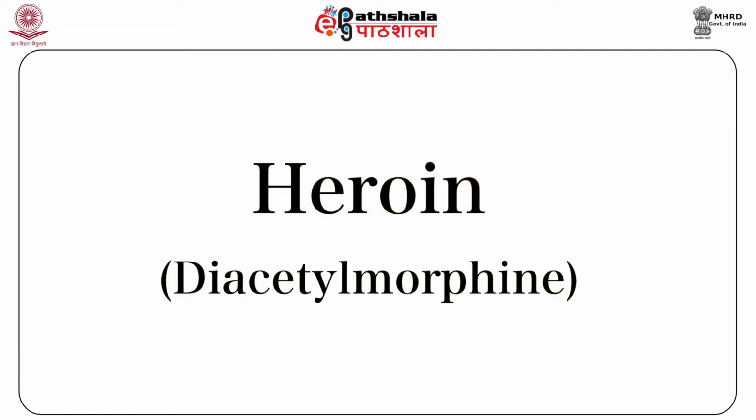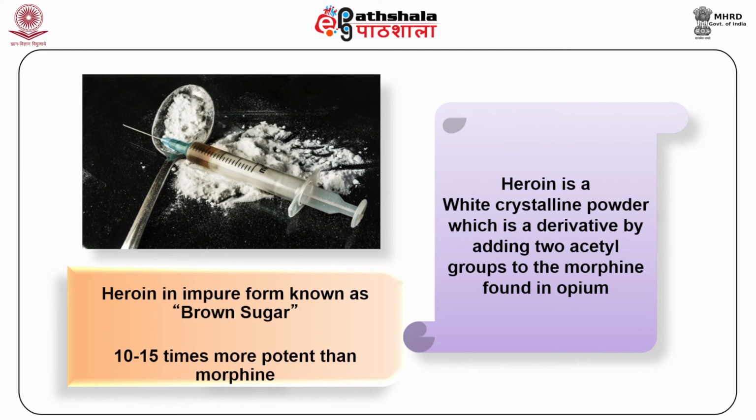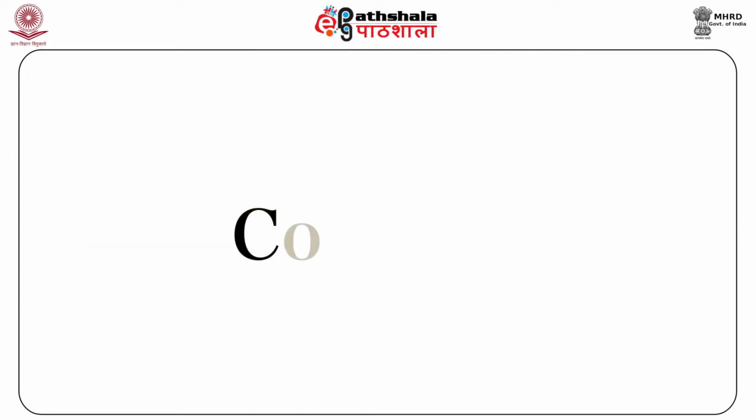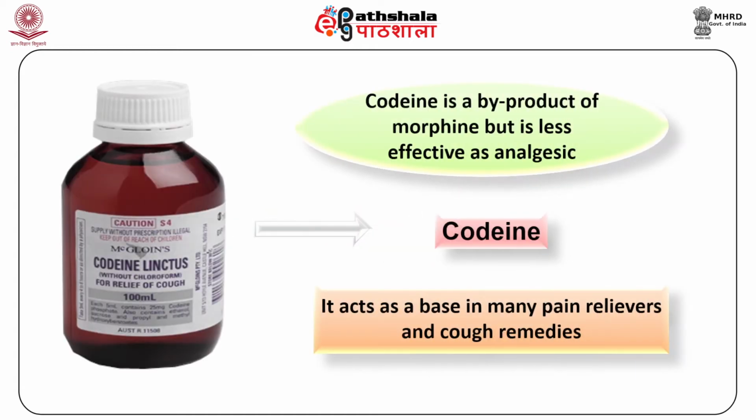Heroin, which is chemically known as diacetyl morphine, is a white crystalline powder which is derived by adding 2 acetyl groups to the morphine. Heroin in impure form is known as brown sugar. It is 10 to 15 times more effective than morphine. It may be either injected or sniffed to cause similar effects as that of opium, but with lighter magnitude. Codeine is also a byproduct of morphine but is less effective. It acts as a base in many pain relievers and cough remedies.